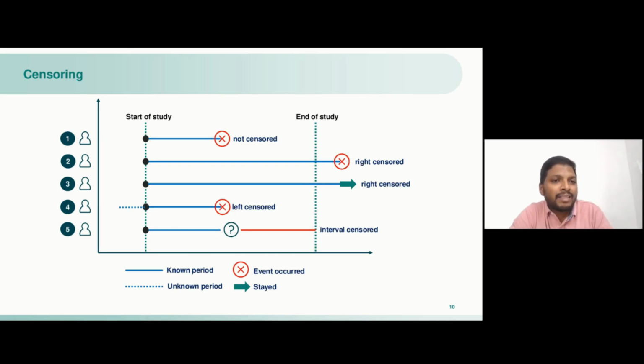Whereas examples number 2 and 3 represent a case of right censoring, where we don't know when the event of interest happened. For patient number 4, though the event occurred before the end of study, we don't know when it started. So this case is known as left censoring. And patient number 5 represents a case of interval censoring. Though the event occurred in a specific range of time, we don't know the exact moment of time when the event occurred. So these are the different types of censoring.